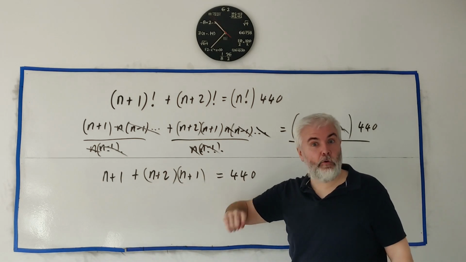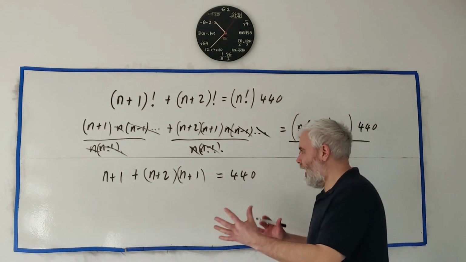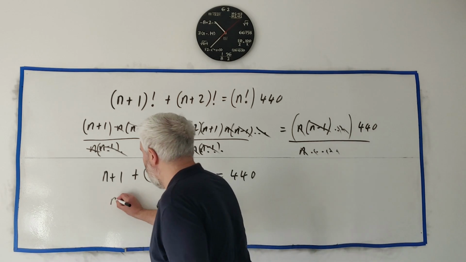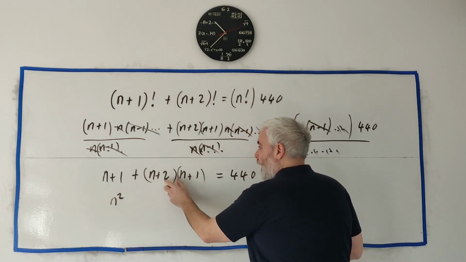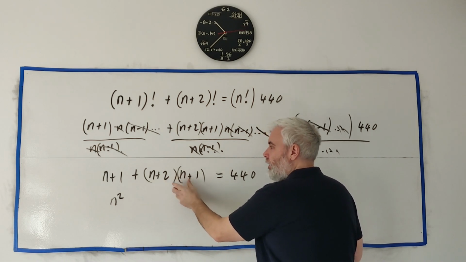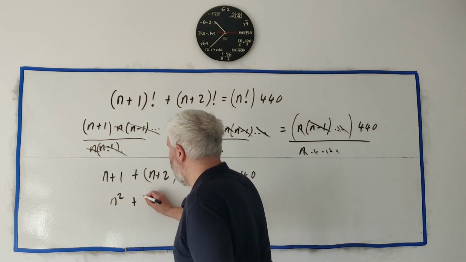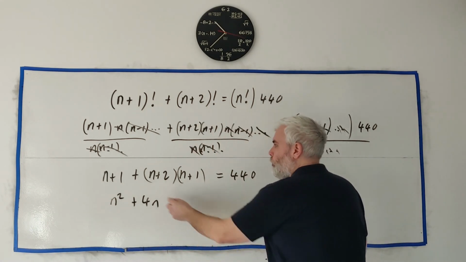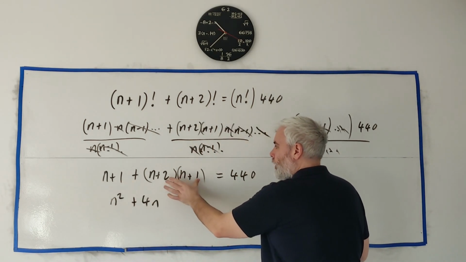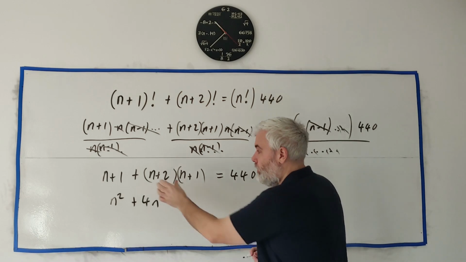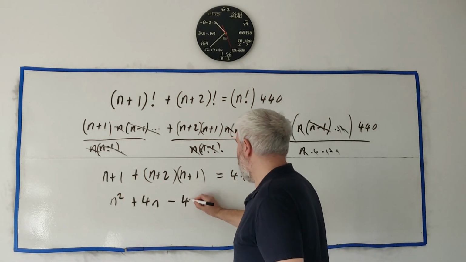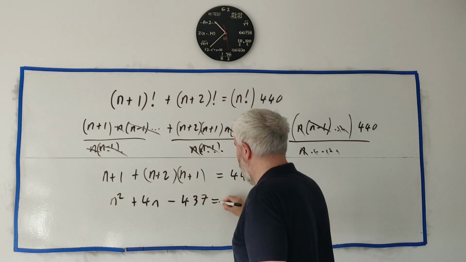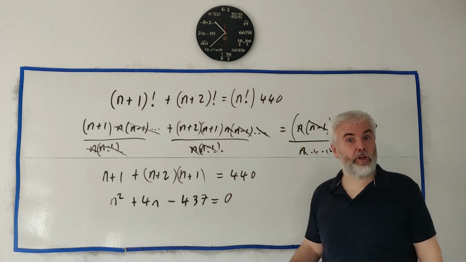We can expand this out and we'll get a quadratic. So let's do that expansion. n by n is n squared. Where do we get all the n's? n times 1. We get 1n, 2n here, and another 1n here. That's 4 n's. All the numbers, we have a 1 here. 2 times 1. That's a 2. There's 3 here. Minus 440. We get minus 437 equals 0. We're just left with a quadratic.